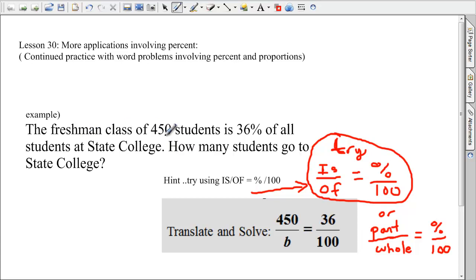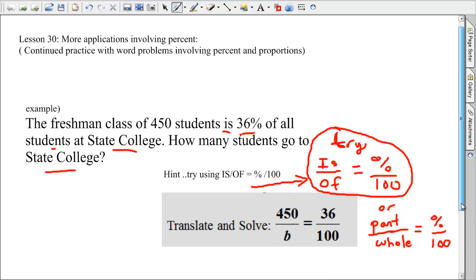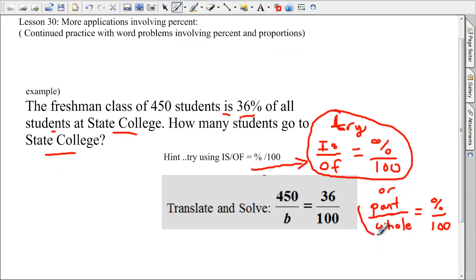The freshman class of 450 students is 36% of all students at the state college. How many students go to state college? And I have a hint, try to use is over of equals percent out of 100. Or another take on that is part to whole equals percent out of 100.